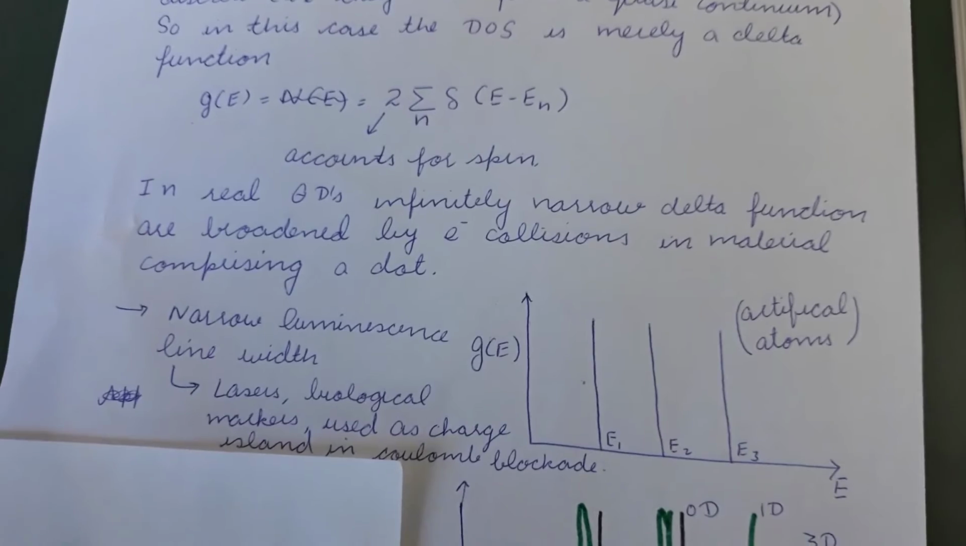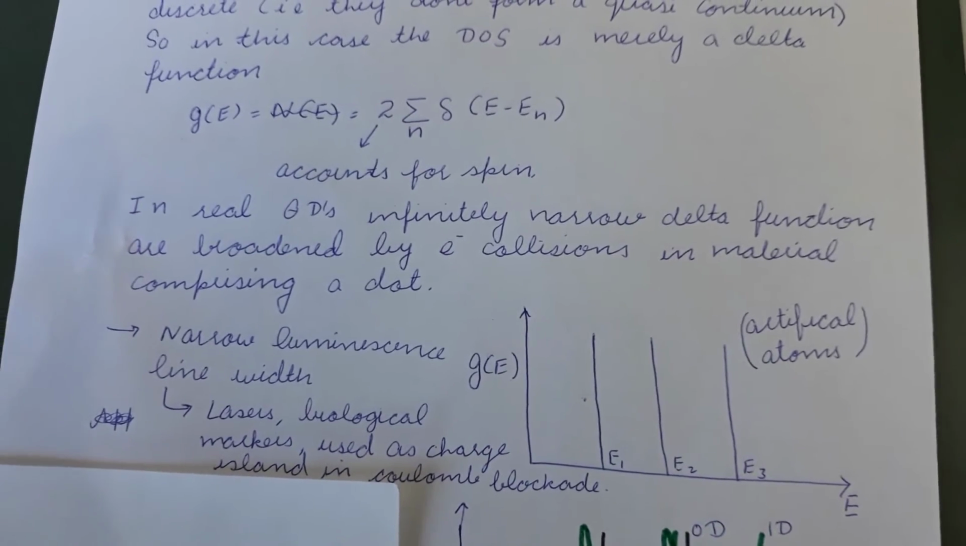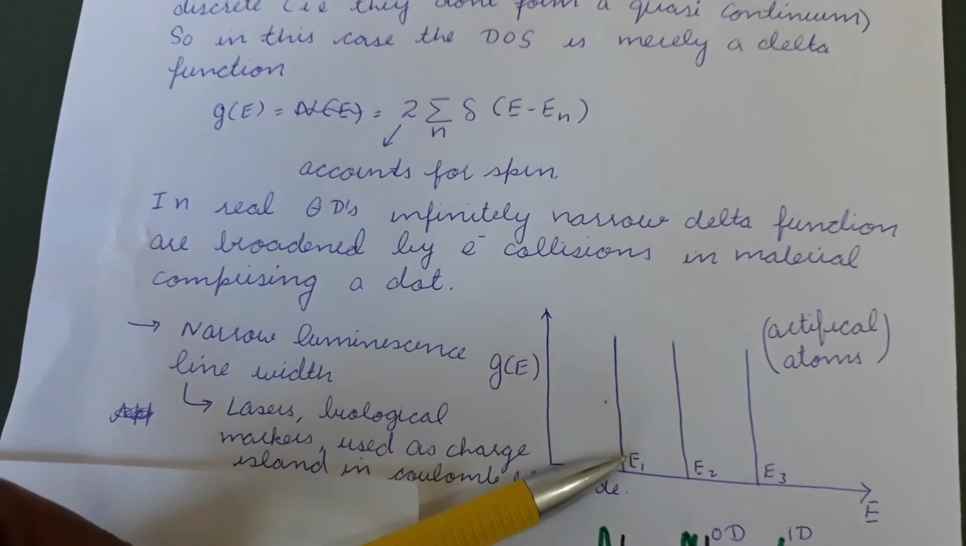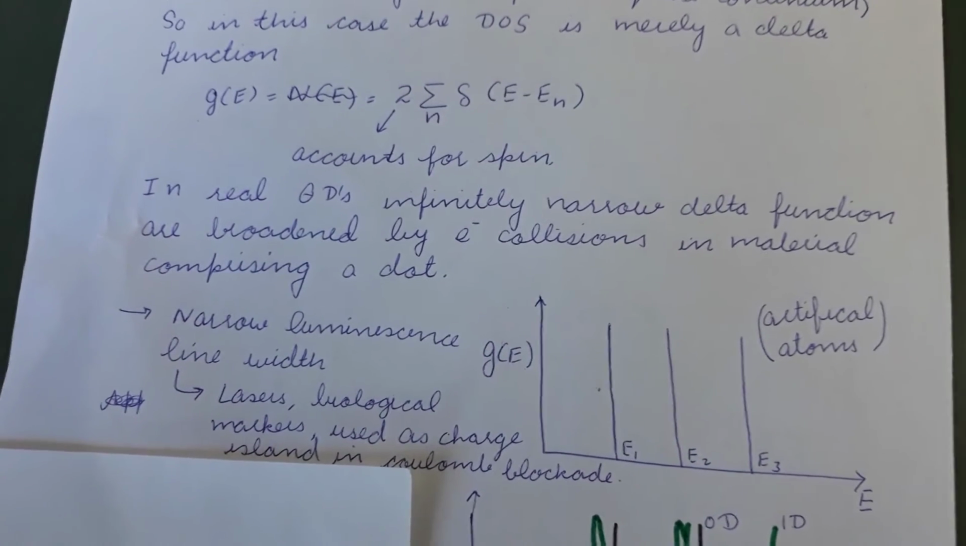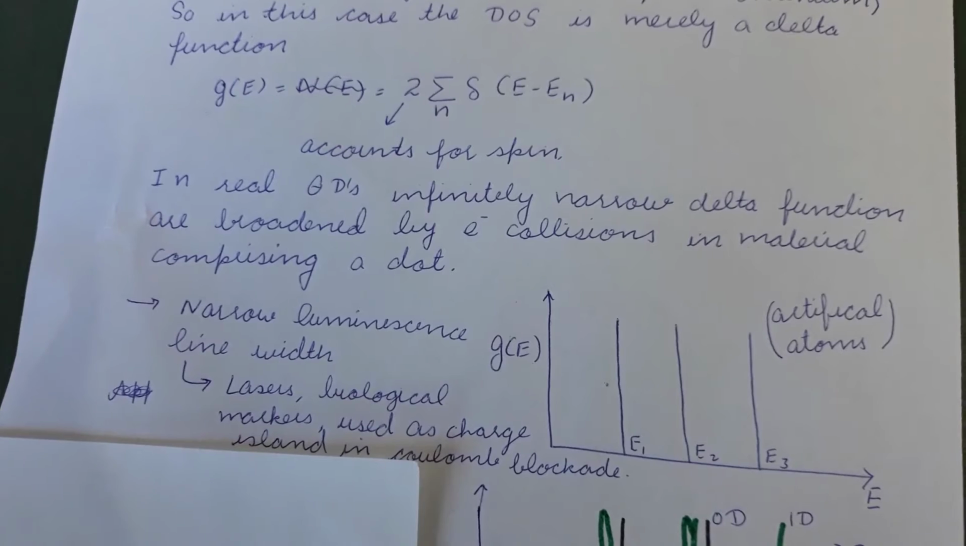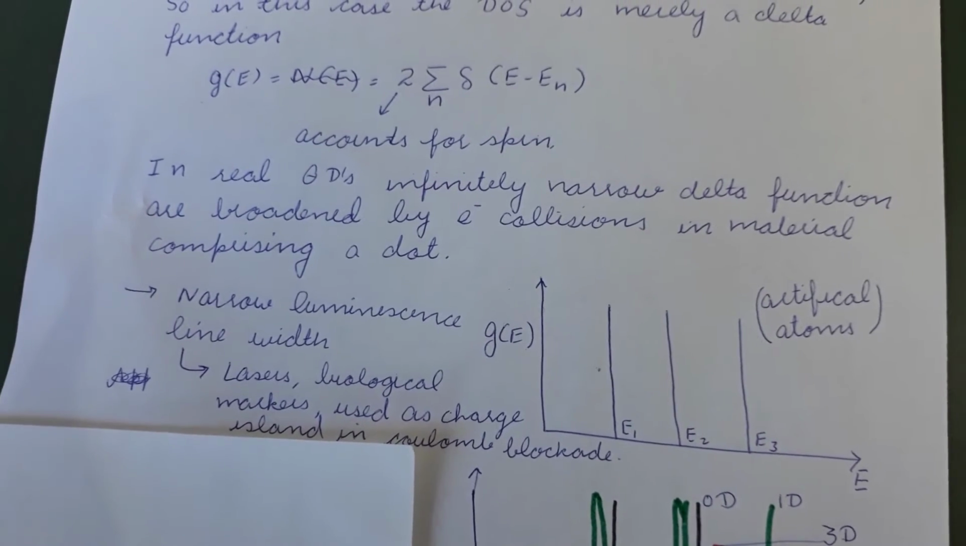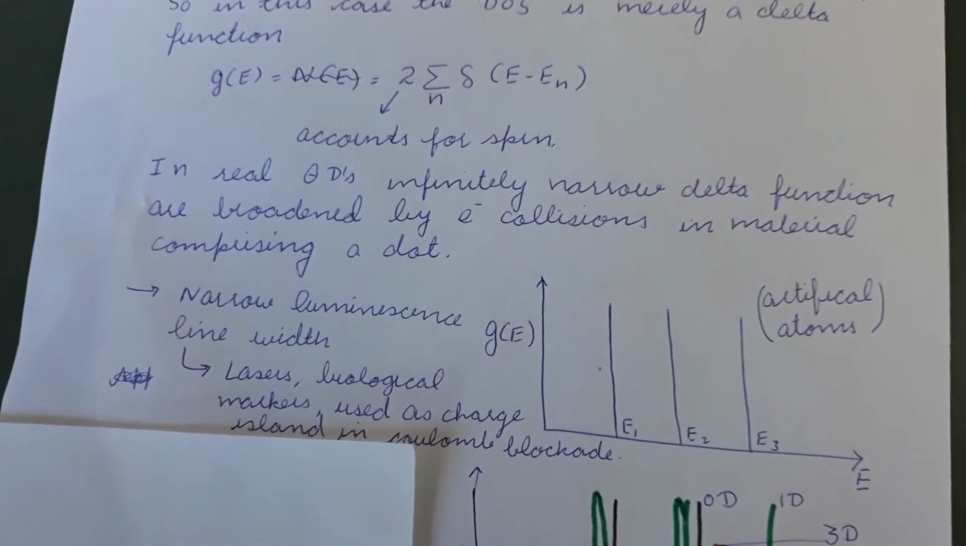Quantum dots also show a very narrow luminescence because they don't have any continuum of states, and because of this they can be used in lasers, biological markers, and as charge islands in Coulomb blockade and so on.